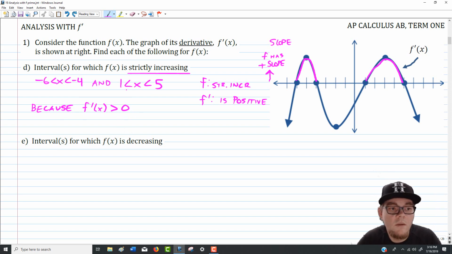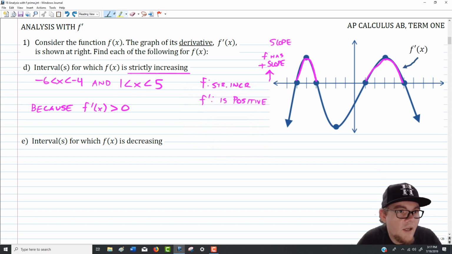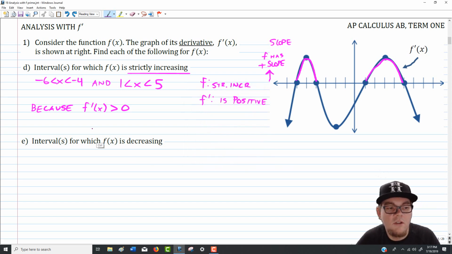And again, since this is strictly, we're using strictly less than and strictly greater than symbols. Actually, they're all less than symbols, as it turns out. And again, if it wasn't strictly, things would be a little different. And speaking of being not strictly, we've got a situation where things are not strictly decreasing in part 1e. They want to know the intervals for which f is decreasing.